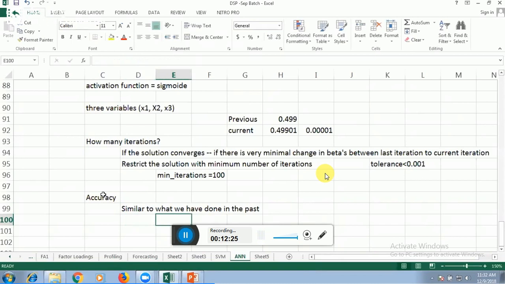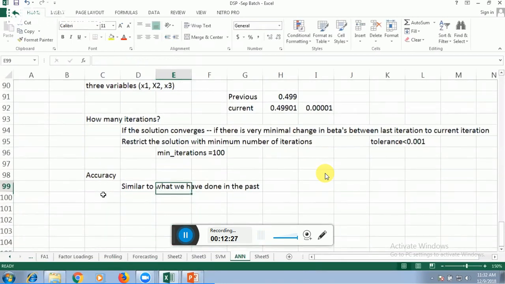So what are the things? The accuracy is like regression metrics, classification metrics, exactly the same. There is no difference as such. So this is a quick understanding about neural networks.